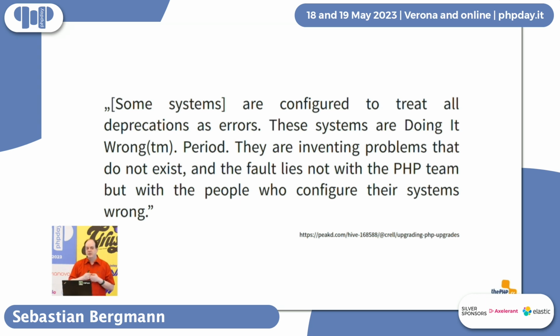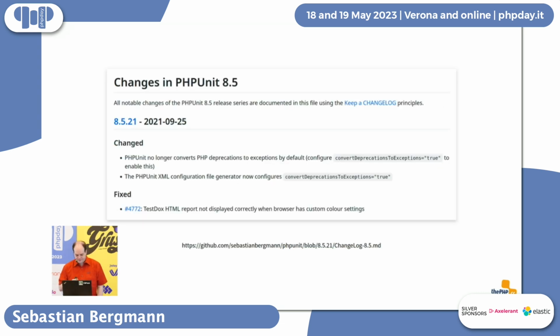But since PHPUnit for the longest time by default interpreted deprecations from PHP as an error, well, we'll get back to that. So I stopped doing that. In September of 2021, I released PHPUnit 8.5.21 and 9.5.10. Basically, PHPUnit no longer converts PHP deprecations to exceptions by default. PHPUnit 8 and PHPUnit 9 did not have the event system, so there, these deprecations had to be converted into exceptions so that we could report them.